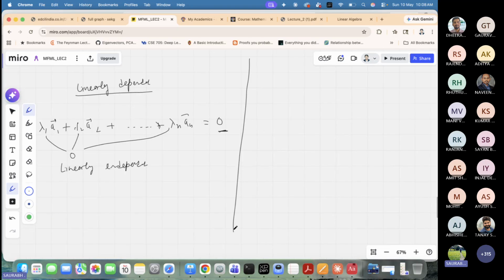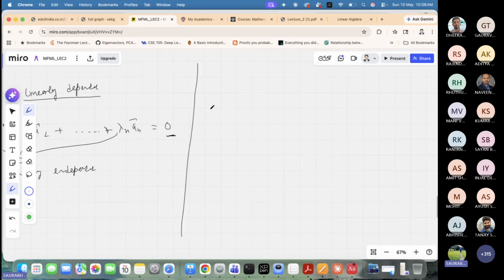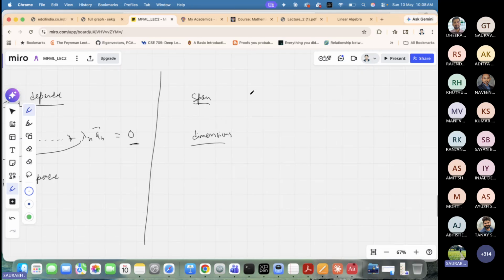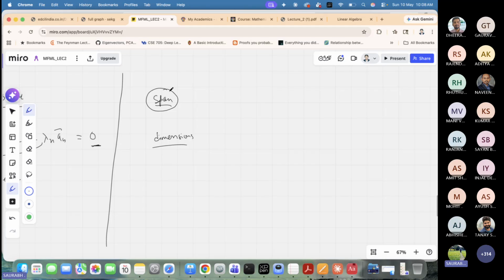Think of it as linearly independent and dependent vectors give rise to two new properties. One is called span. The other one is called dimensions. Span is when you have linearly independent or whatever set of vectors, which new vectors can you create or get to by linearly combining vectors. Linear combination is scalar multiplication and vector addition. When you scale vectors and add them, what are the new positions that you are able to get to? That is called the span of a vector.